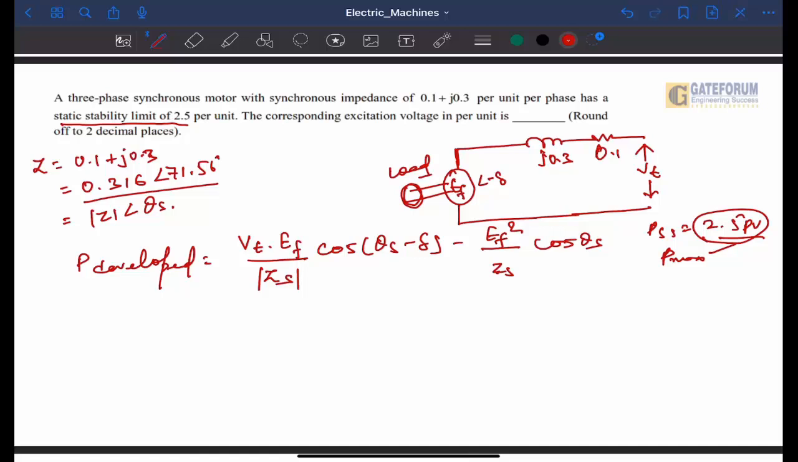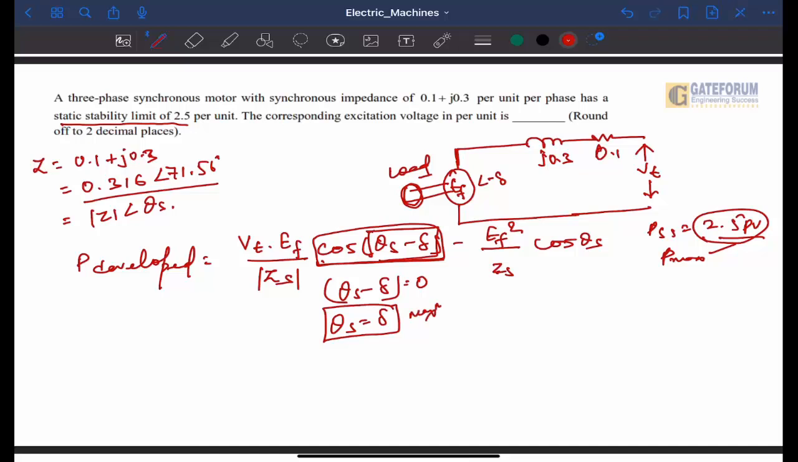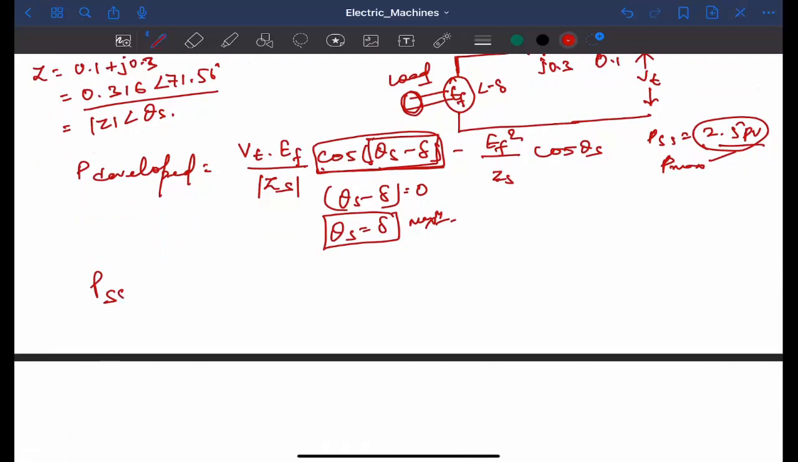So for maximum, what will happen? For maximum, this part should be maximum. The cos(theta_s minus delta) part must be maximum. For that, theta_s minus delta should be minimum, that means 0. Hence, theta_s will be equal to the load angle, for developing the maximum power. Hence, P_ss or P_max can be written as Vt EF by Zs.